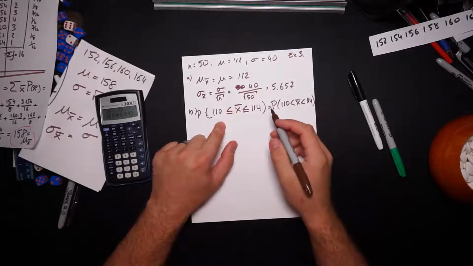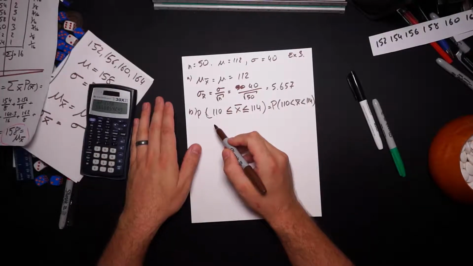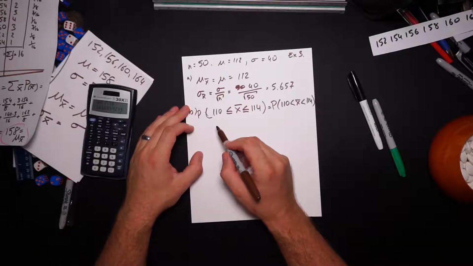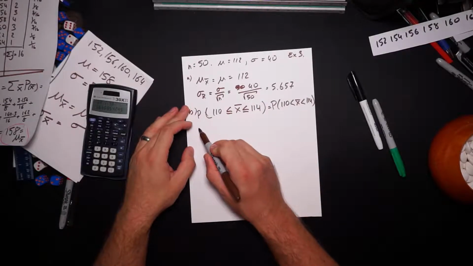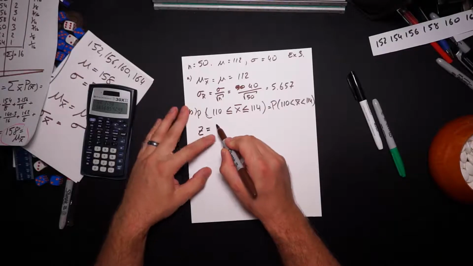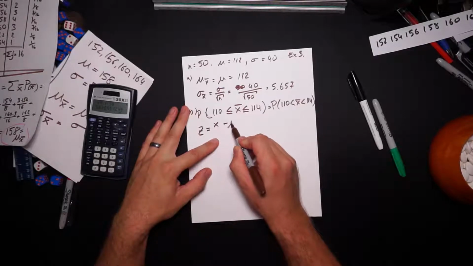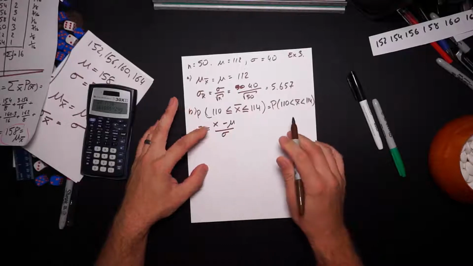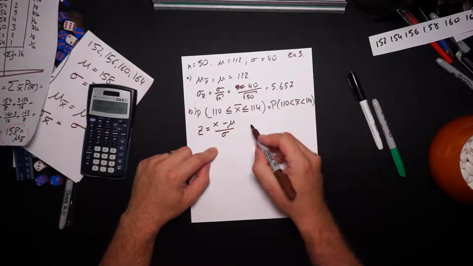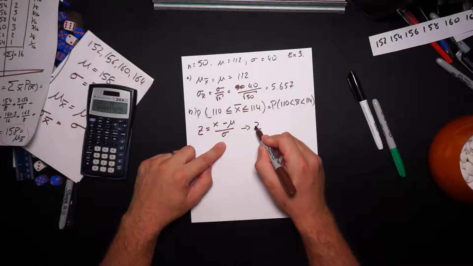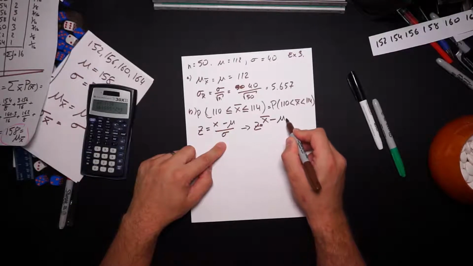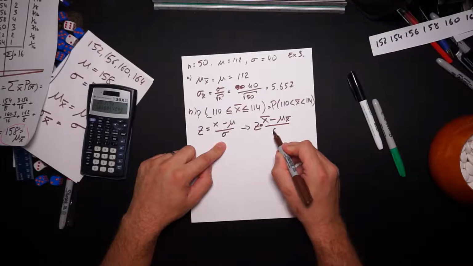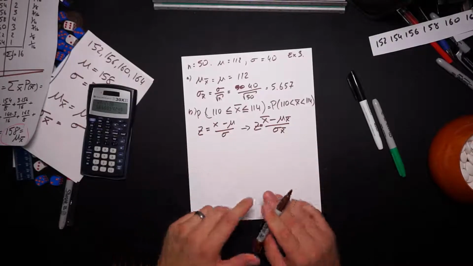All right, there are a couple of ways to do it. One way is we can think about this as a z problem, right? We used to have z equal to x minus mu divided by sigma, and now we just have z equal to x bar minus mu of x bar divided by sigma of x bar.